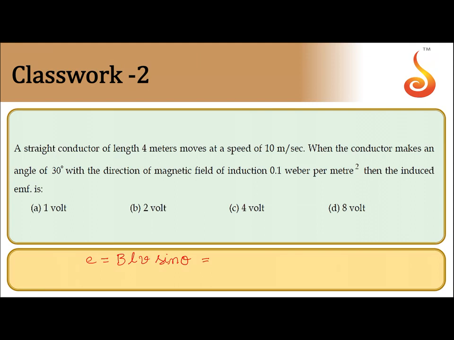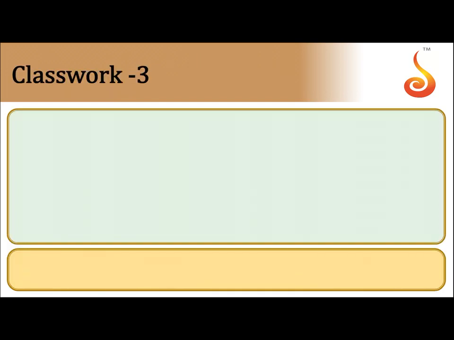So here B is 0.1 Weber per meter square. See, Weber per meter square is nothing but Tesla, so it is 0.1. Length is given 4 meters. Velocity is given 10 meter per second. Theta is given 30 degree, sin 30 is half. So this turns out to be 2 ones are 2, 2 twos are 20 into 0.1, that is 2 volt. That is option B. Okay, we shall move on to next one.